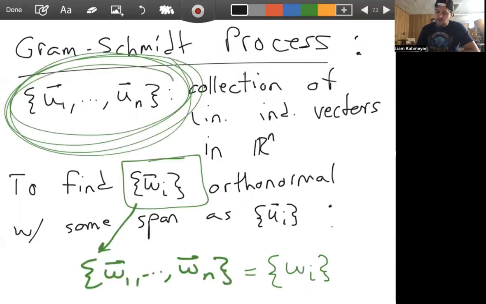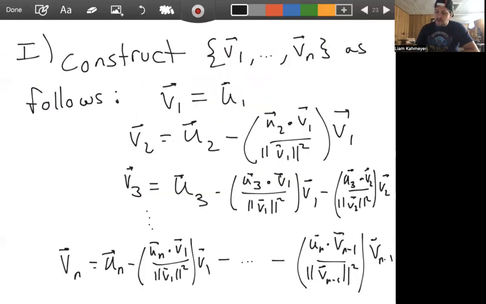Let's see how we do it, right? So we start with U1 through UN, and we start by making V1 just U1 here, right? The first step is to construct an orthogonal set with the same span. So V1 is U1 here, and then we define V2 to be U2 minus this entire thing here, which, if you remember, is the projection of U2 onto V1, right?